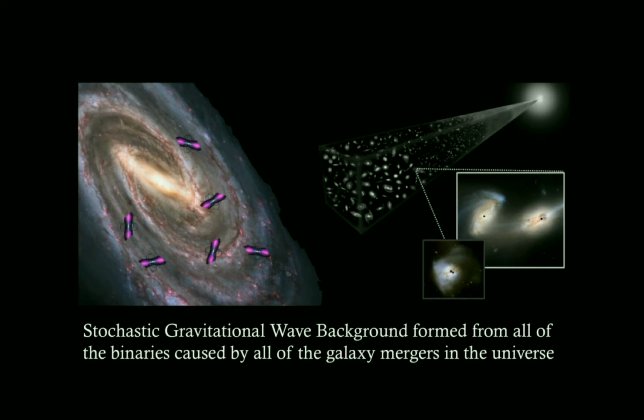This results in the formation of the stochastic gravitational wave background, which is the ensemble of all of the gravitational waves being emitted at the final merger phase of all of these binary supermassive black holes. The stochastic gravitational wave background is the primary gravitational wave source that PTAs are working towards detecting.